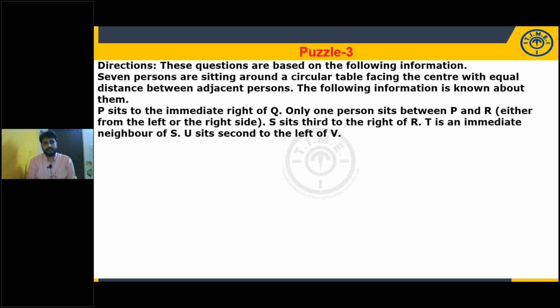There are 7 persons sitting around a circular table facing the center with equal distance between adjacent persons. The following information is known about them. So take the 7 persons arrangement, and in the circular arrangement we can start from any position. Since there is no starting point and ending point, both are the same. So by starting from any position, you will get the same arrangement, and you can start from the first clue onwards.